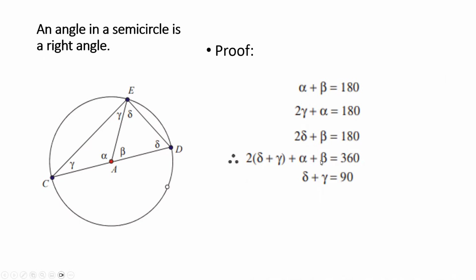I know that alpha and beta must equal 180, so I could take that down by 180. I could divide it by 2, and that would give me 180 divided by 2, which would be 90. So delta plus gamma must equal 90. That means that this angle must be a right angle. I feel like it's a pretty straightforward proof. This isn't really that crazy.